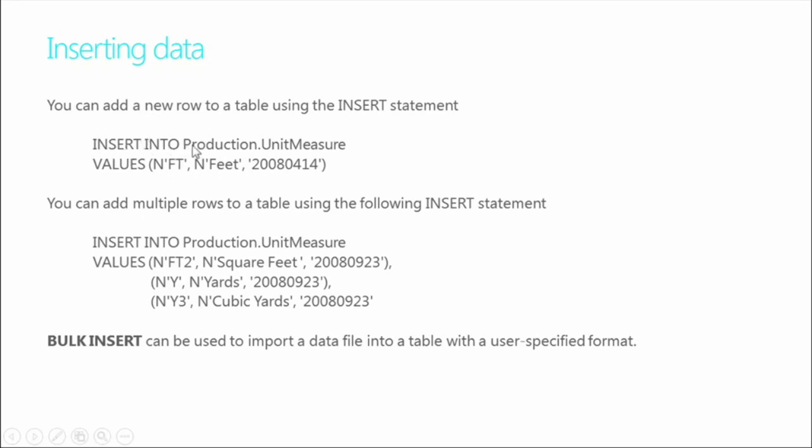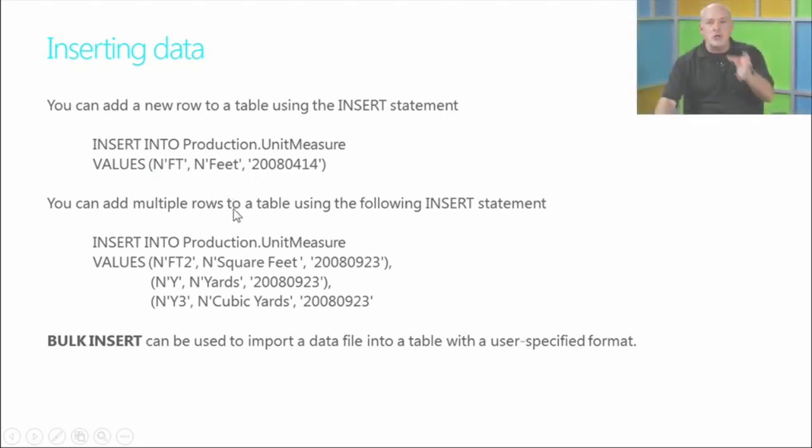So we do an insert into, and then we supply the table name in the schema. The values: now notice I'm not supplying any columns. If I understand the columns that are in there, I don't need to put the column names in there. So I'm going to say insert into production.unitmeasure. The value of the first field is going to be FT, the second field is going to be feet, and the third field is going to be a date.